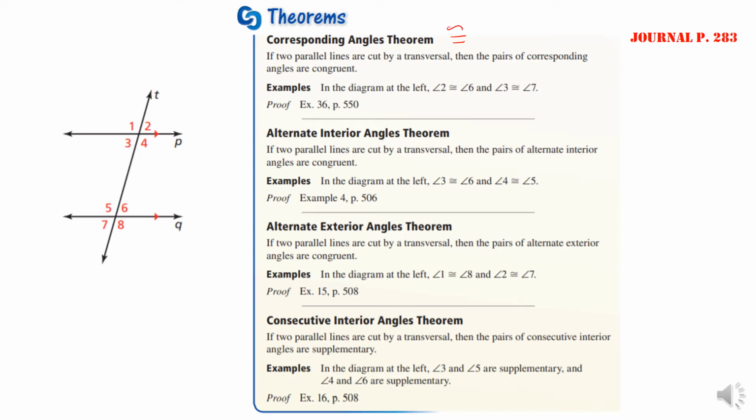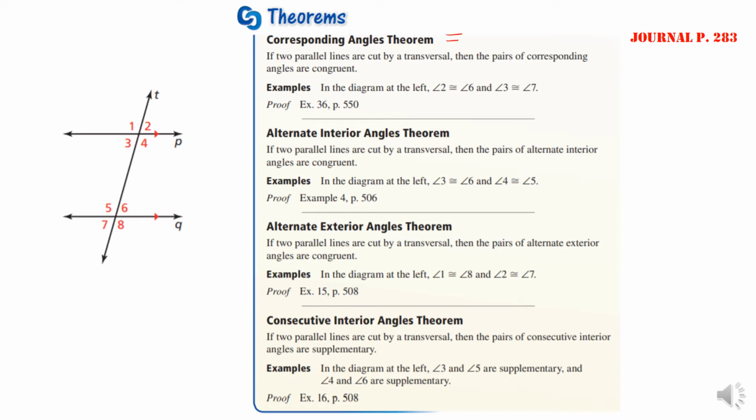So, that makes 2 and 6 congruent. And we would write angle 2 equals angle 6, angle 3 equals angle 7, etc. There are 4 pairs of corresponding angles here. 2 and 6, 1 and 5, 7 and 3, and 4 and 8. Okay? All right. Then we're going to talk about alternate interior angles.